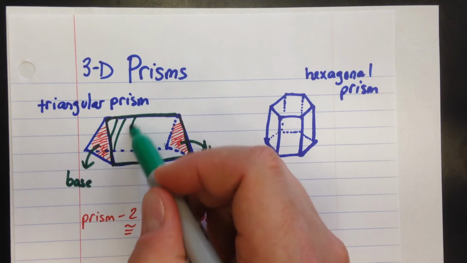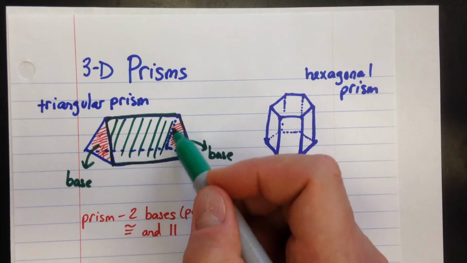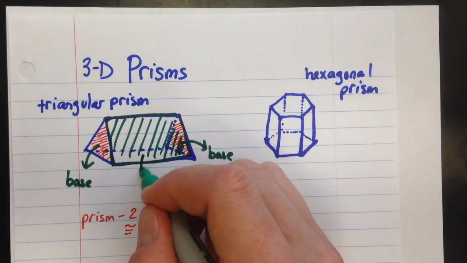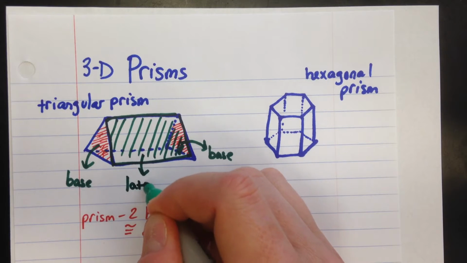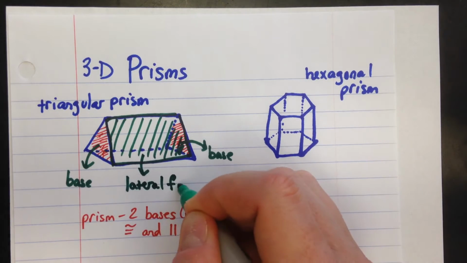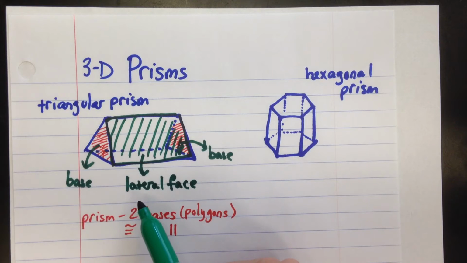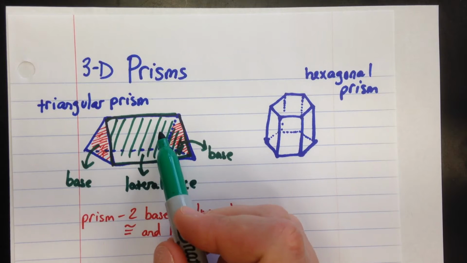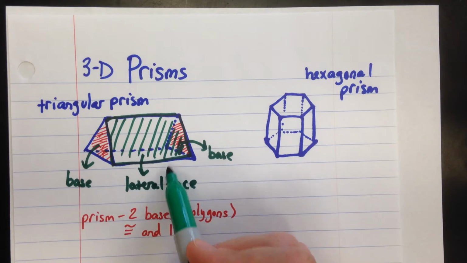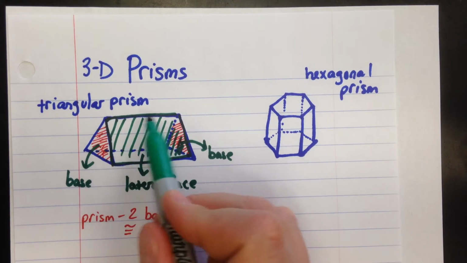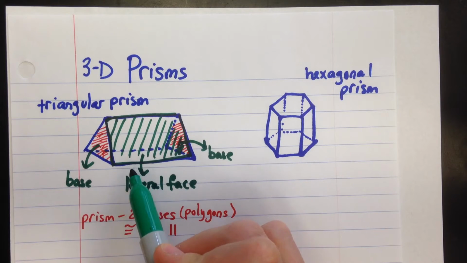So we'll look at the front here. That's called a lateral face. Lateral is like a side. So if you are playing basketball, if you move laterally, you're moving side to side. So the lateral face, notice that that's a rectangle. Same thing with the back part of this, same thing with the bottom part.